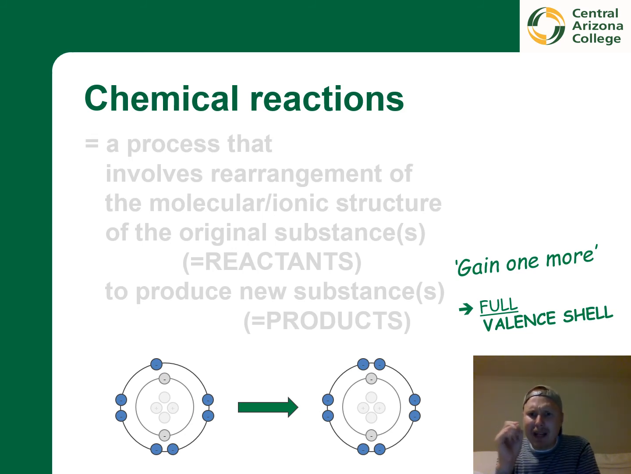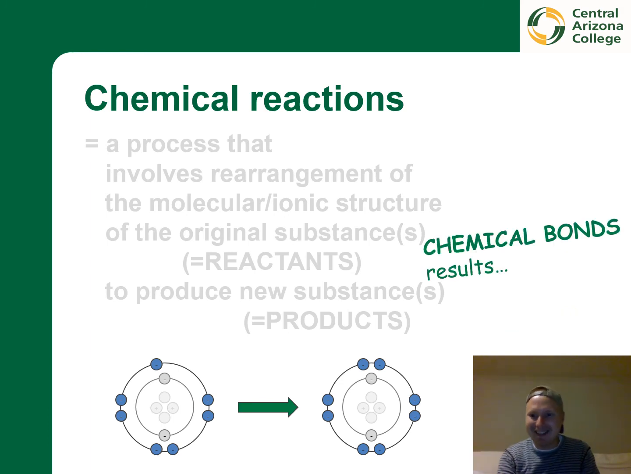So far we have seen those two strategies, either giving away or gaining electrons, in order to achieve the ultimate goal of a full valence shell. There are actually other ways to achieve this, and we will have a look at those in the next video. But for now, we should note that this process of giving away or gaining electrons results in these changes, giving rise to the formation of chemical bonds between atoms. And there are different kinds of these, and we will have a look at those again in the next video.